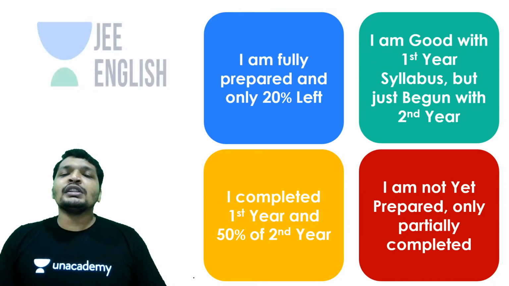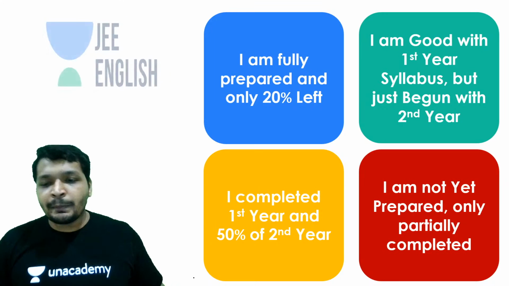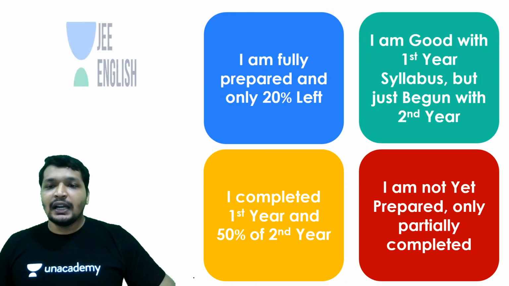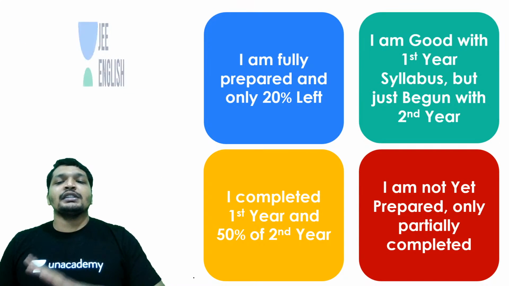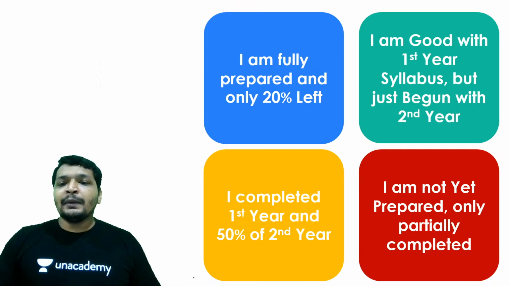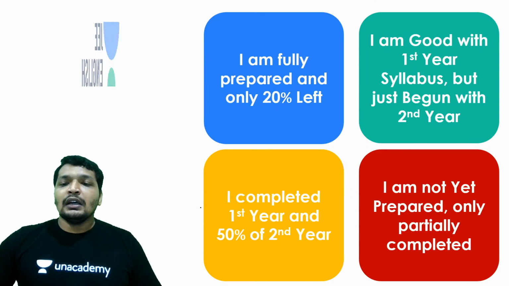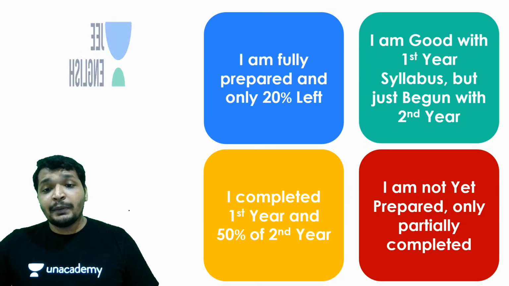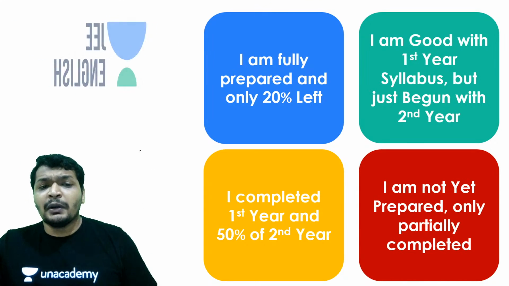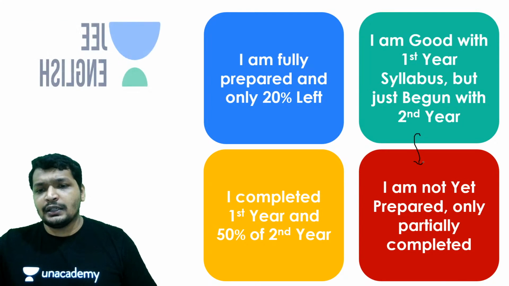Now let's come to the most interesting part. I am not yet prepared. I partially completed a few things. What is the strategy for me? Do I have a strategy different from I'm good with first year syllabus but just beginning with second year syllabus? Maybe the thinking line might be aligned, but understand that you are a little bit behind. Actually a lot behind compared to the 20% left guy. But you are a little bit behind the second year student.